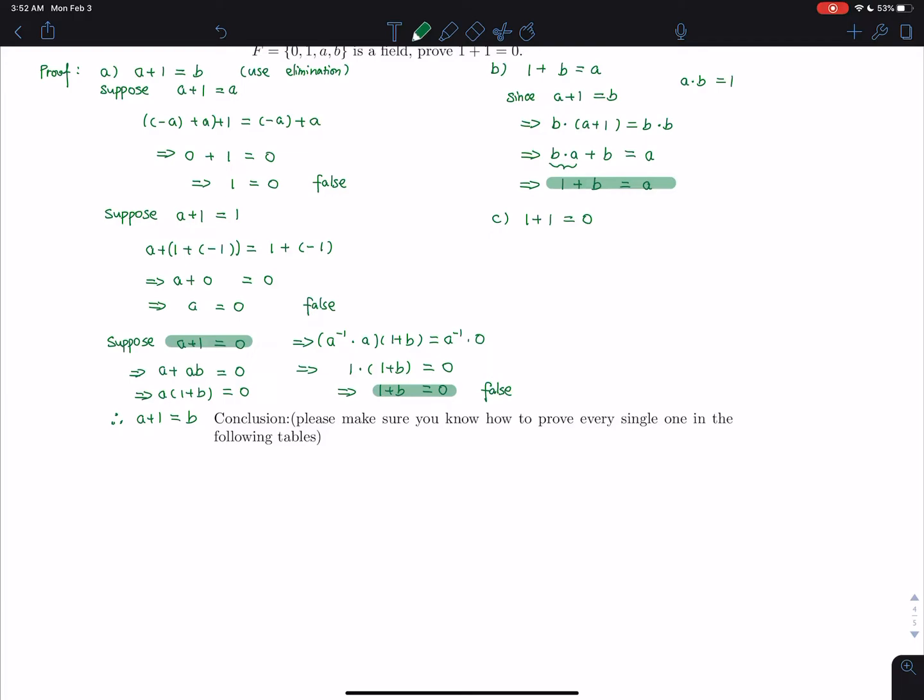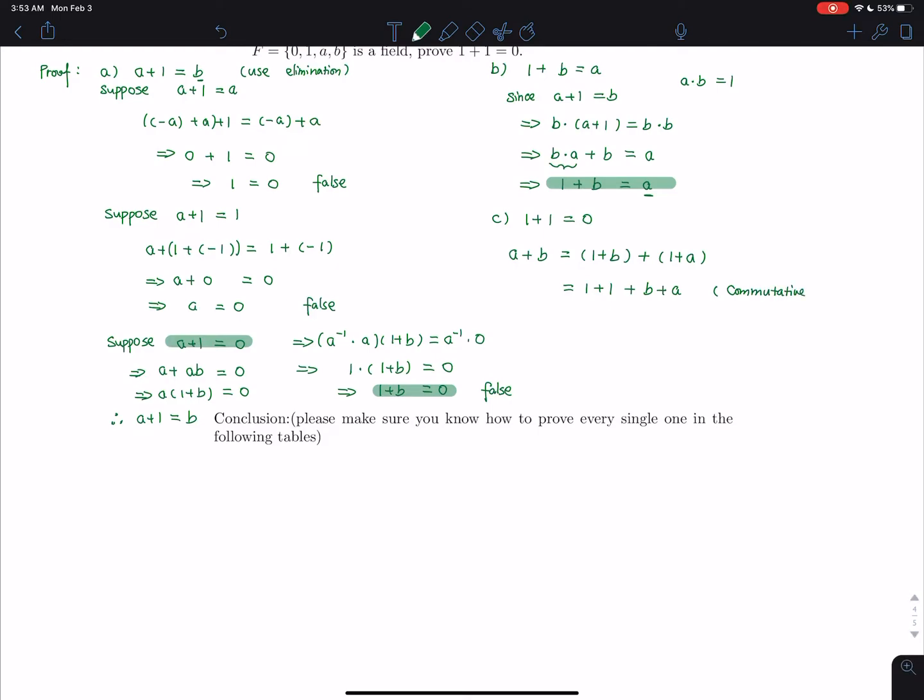So right now, I'm just gonna write a plus b equals, so we know this is true, which means we can write a as 1 plus b, plus we can write b as 1 plus a, which will give us 1 plus 1 plus b plus a. Okay, just switch order.